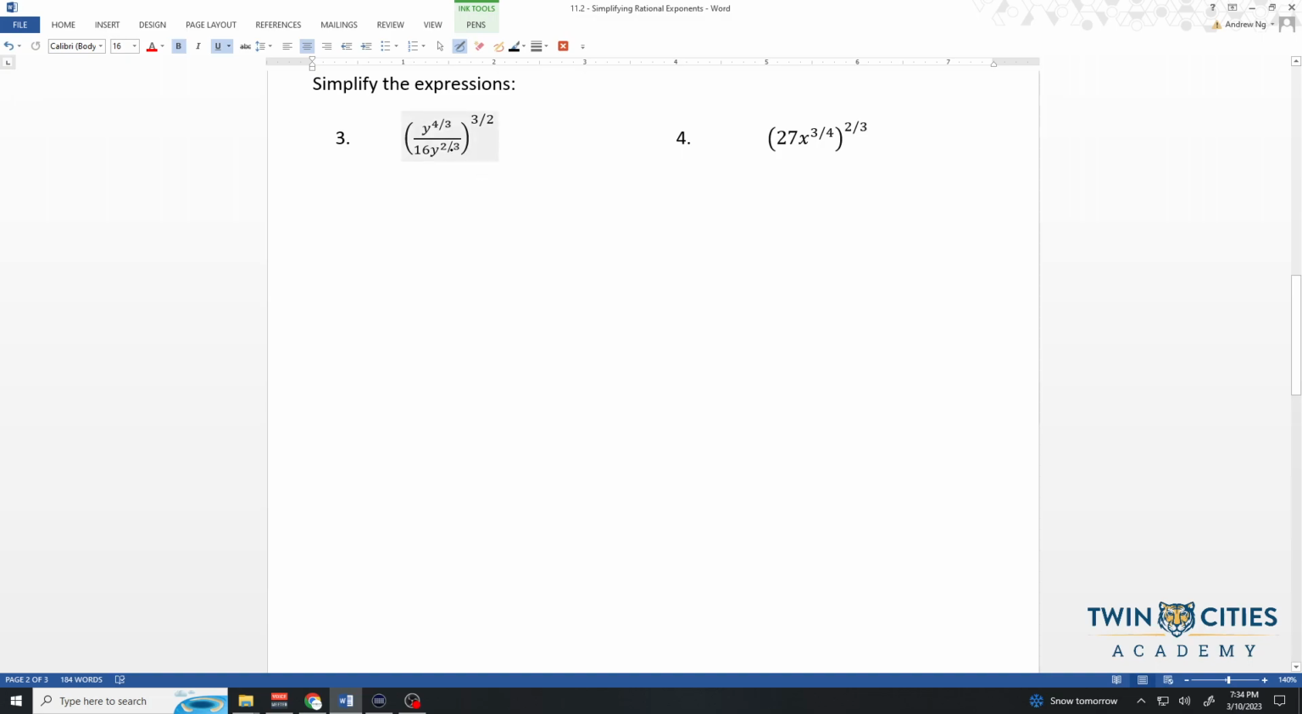Ignoring everything else, I see that this is division, so I would subtract these powers. This would be y to the 4/3 minus 2/3. And I'll still have 16 on the bottom. And this whole thing will still be brought to the power of 3/2. Okay, 4/3 minus 2/3, that is going to be 2/3, because 4 minus 2. So y to the 2/3 over 16 to the 3/2.